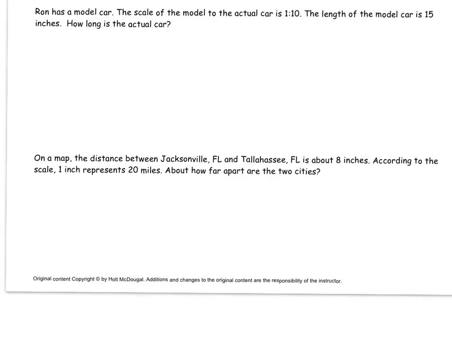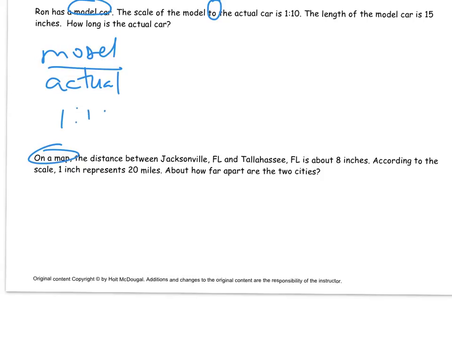Okay, now look at the last 2 problems. You have a model car, and then you have a map. We're going to do the model car first. So on the model car, the scale of the model to the actual car. So it's telling you that little word 2 is your ratio. So model to actual. So again, remember we talked about 1 to 10. It's the same as 1 over 10.